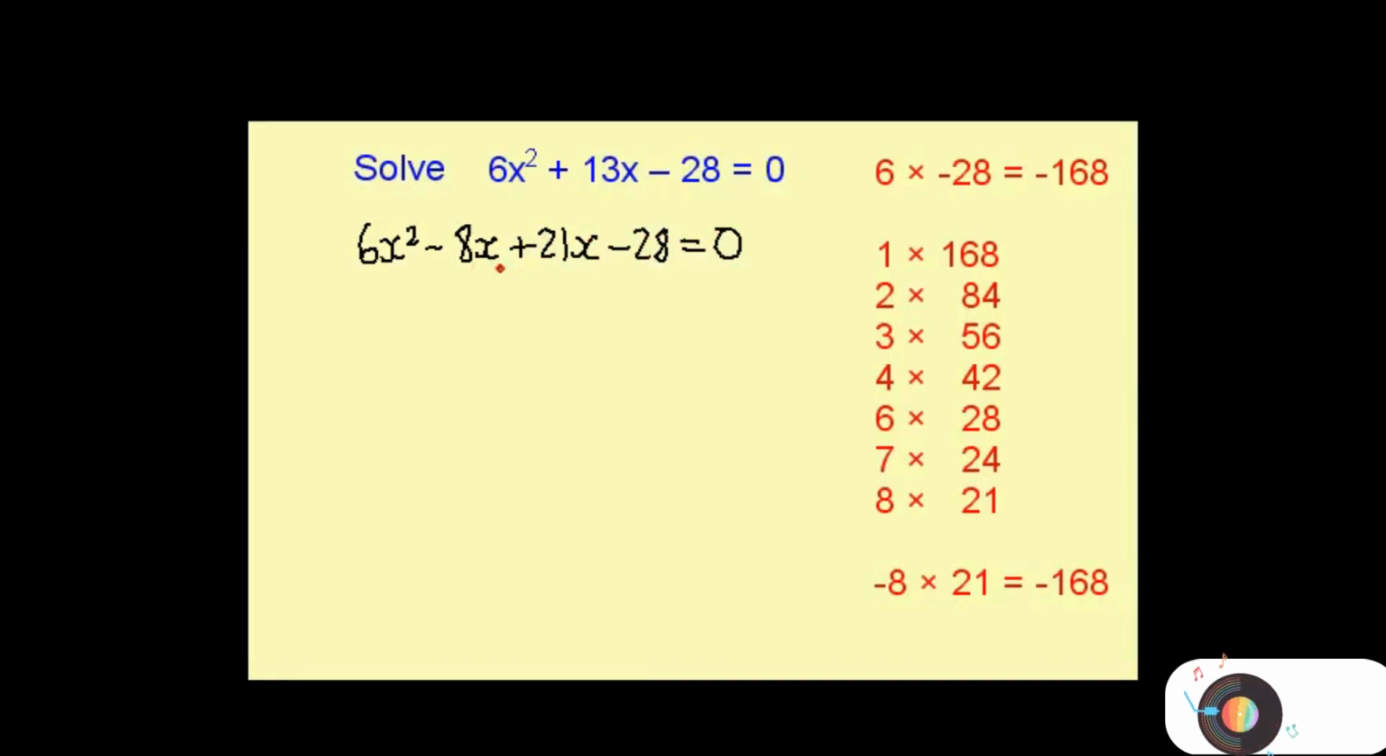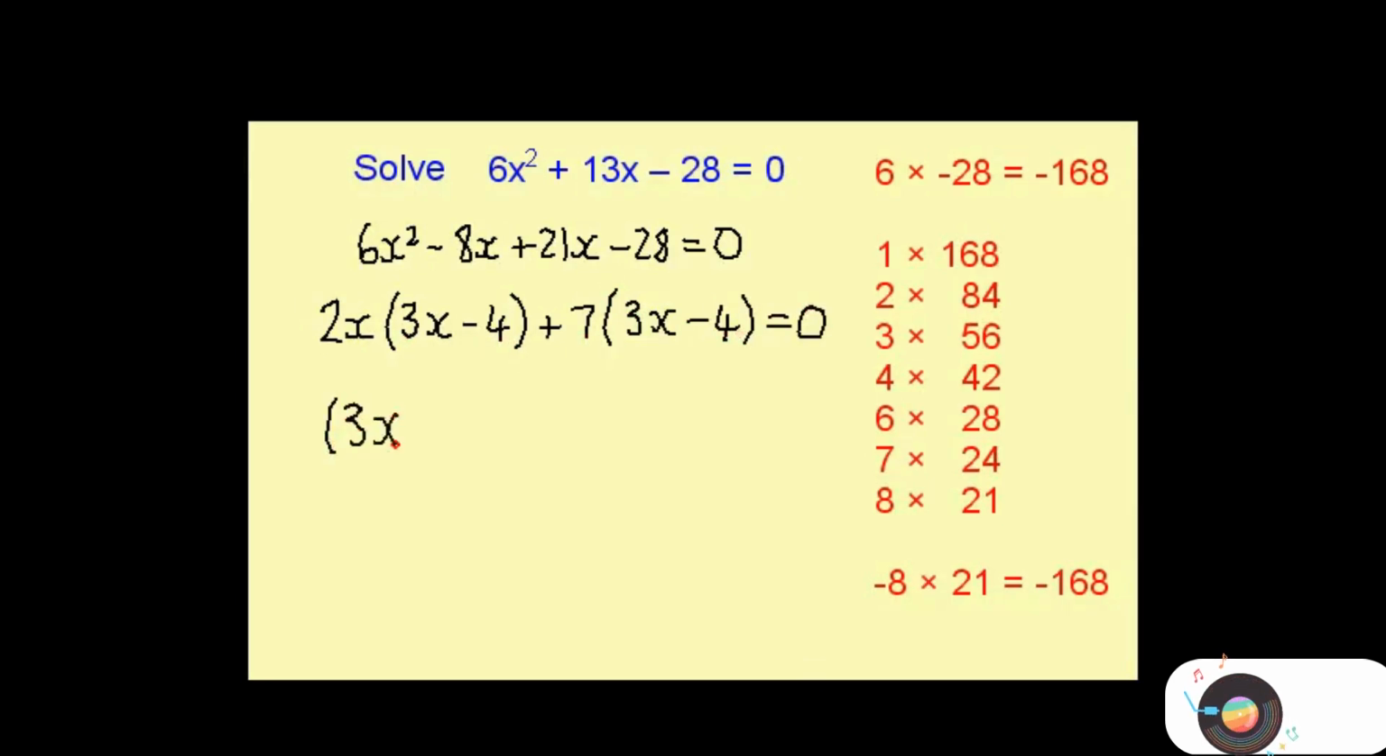If I factorise these two terms, I can take out a factor of 2x. This leaves me with 3x minus 4. Factorising these two terms, I can take out a factor of 7, leaving me with 3x minus 4. I've now found a common factor of 3x minus 4. And left is 2x plus 7.